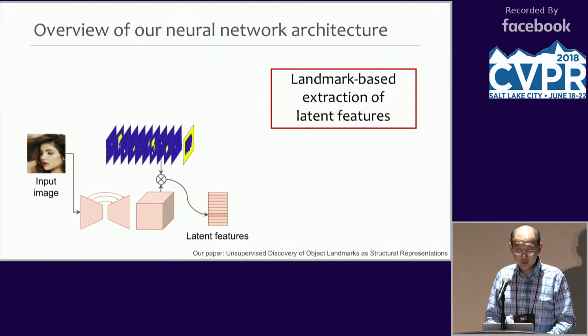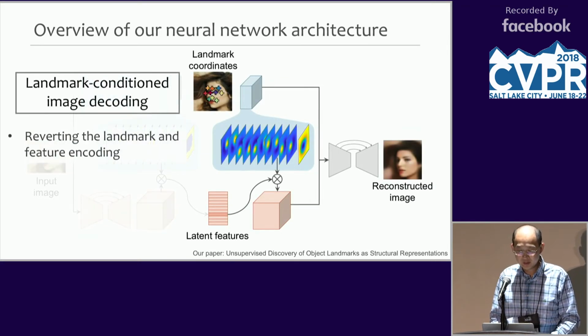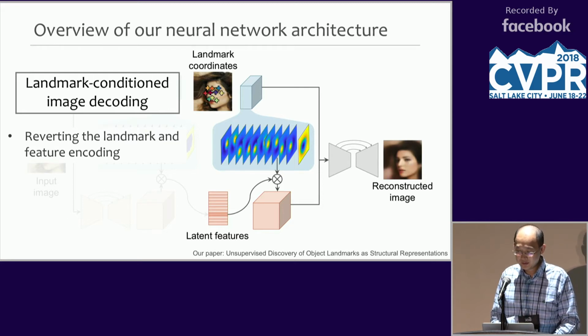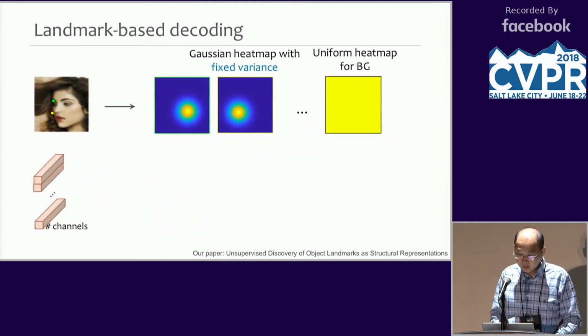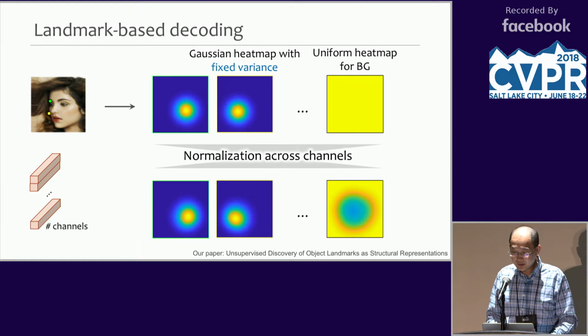After the feature extraction, the last component of our model is a landmark conditioned image decoder. It reverts the landmark localization and feature extraction. According to the landmark coordinate, we generate a Gaussian heat map with a fixed variance, and we perform normalization across channels.